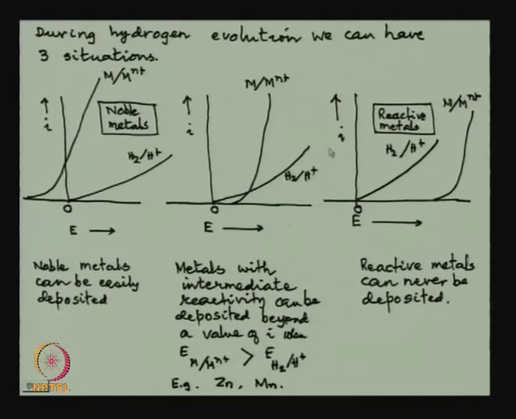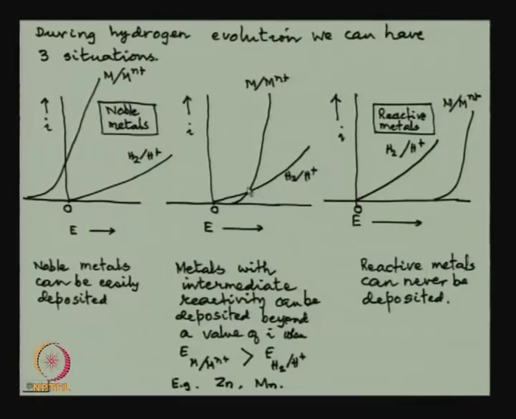However, in the case of these intermediate metals, as I said, going up to manganese and zinc, there is a crossover. Means if you increase I, hydrogen ion potential can change like this, metal ion potential can change like this, but beyond a certain value of I, hydrogen ion potential is more. So, metal can be deposited at the cost of hydrogen.